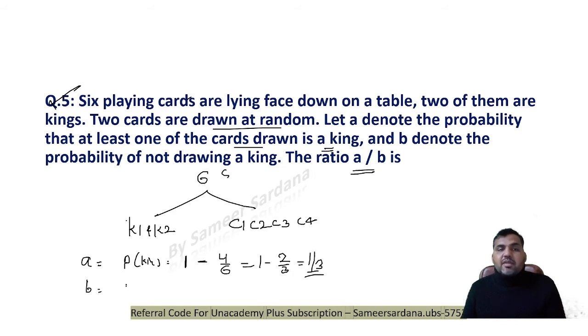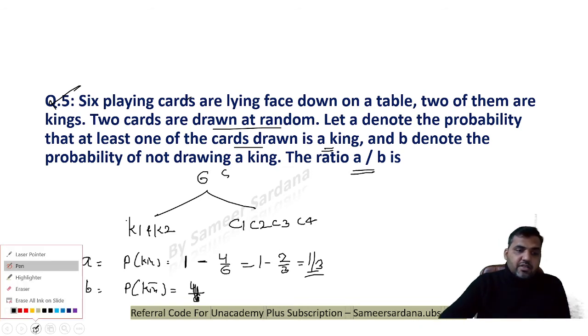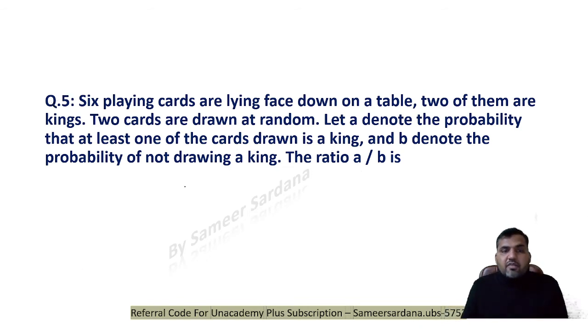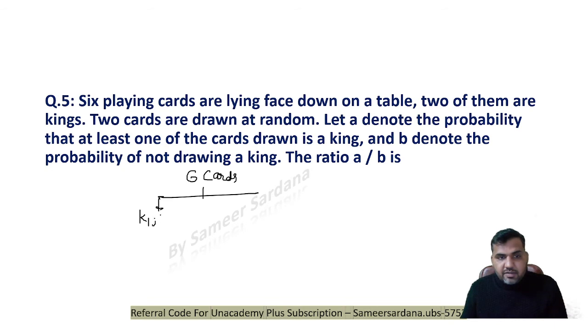And B is the probability that none of the cards is king. Okay, sorry guys, let me do it again. We need to select 2 cards out of 4. See guys, we have a total of 6 cards. Out of these 6 cards, I'm having 2 kings and 4 other cards, C1, C2, C3, C4.